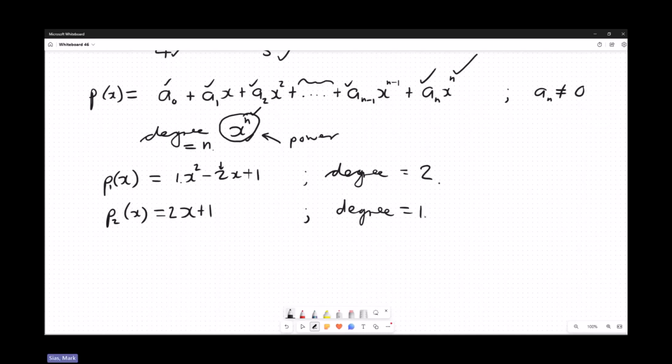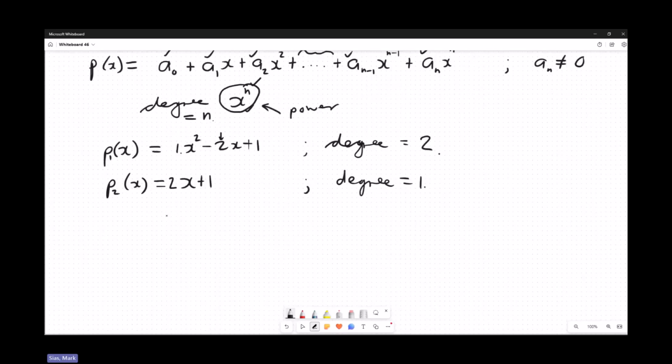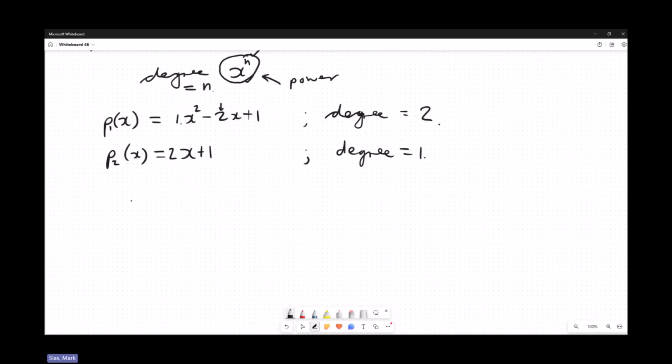Now that you have an understanding of what the notion of degree means in the context of polynomials, we call something of this form the following. If you have, let's say, x squared minus 2x over 2x plus 1, and you must now resolve this into partial fractions, we have a term for this. We call this an improper fraction.